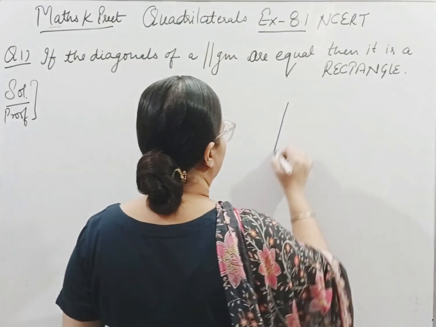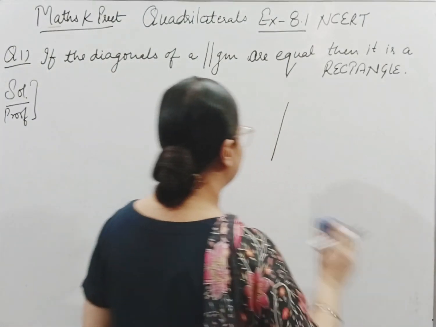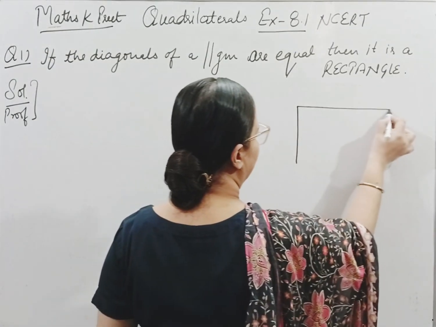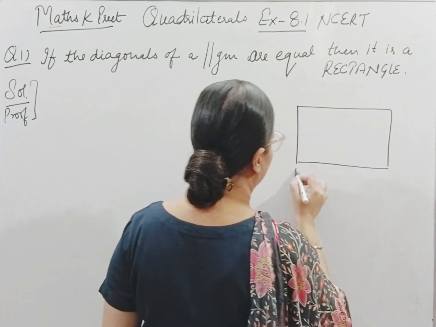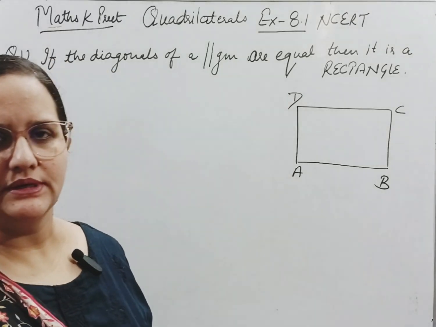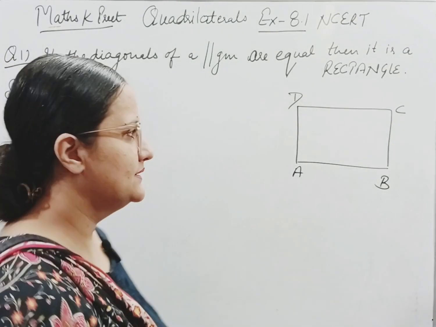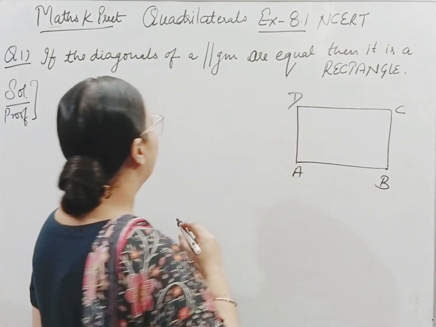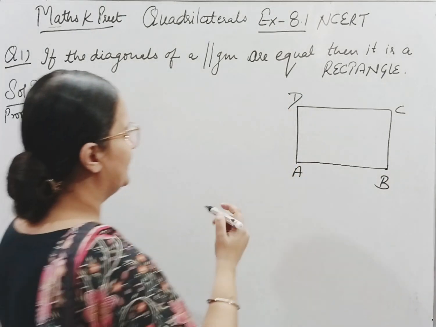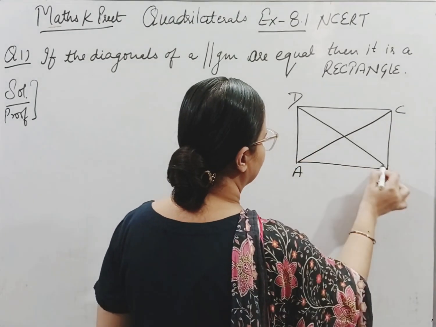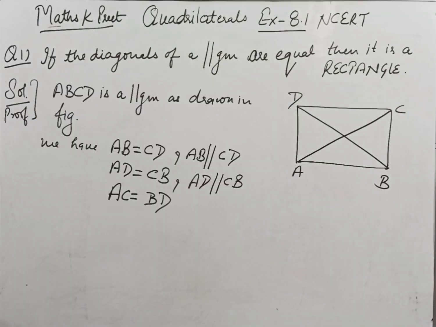So let's say we have this parallelogram, and I'll try to draw it like a rectangle. If this is my parallelogram ABCD, because at the end we have to show it is forming a rectangle, it's better to take a figure that is similar to a rectangle. So ABCD is my parallelogram, and it is given that its diagonals are equal. These are the diagonals AC and BD. I have to show that this is forming a rectangle.